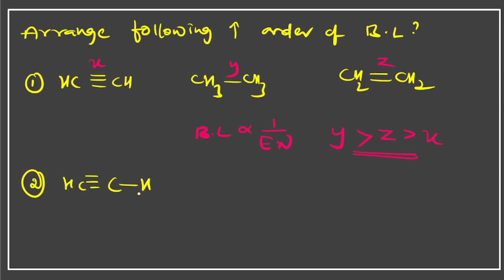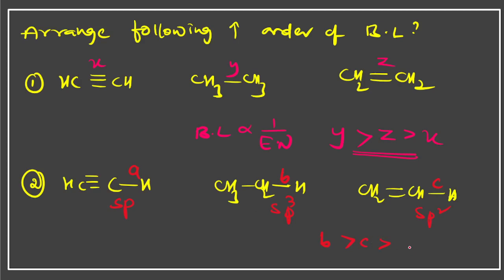C triple bond CH, CH3, CH2, H, and CH2 double bond CH, H. This is A, this is B, this is C. So what is the increasing order of bond length? They undergo sp, sp3, and sp2 respectively. So B is greater than C is greater than A. This is the increasing order of bond length in carbon compounds.